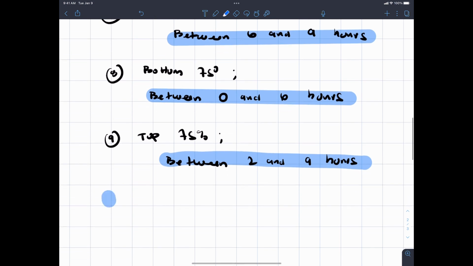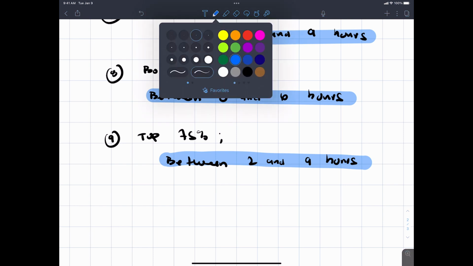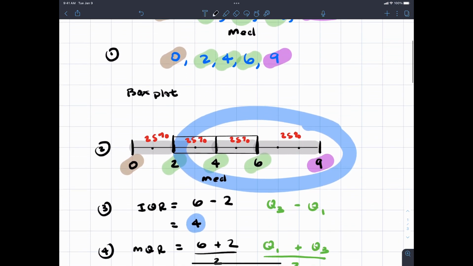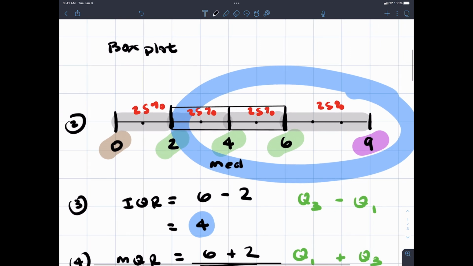So what's the last question? I think I can figure it out. So if I said to you guys, let's go back to this picture. This is the top 75%. What do you think they're saying in that last question here? That would be the bottom what? 25% of the data. So for the bottom 25% of the data, that's for the data values between 0 and what? And 2. So this is the bottom 25.